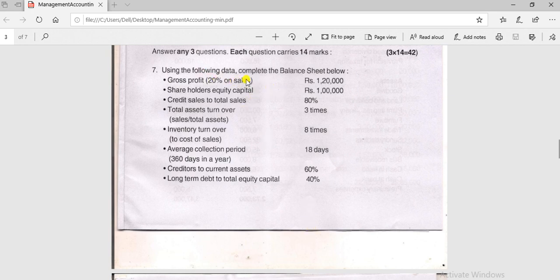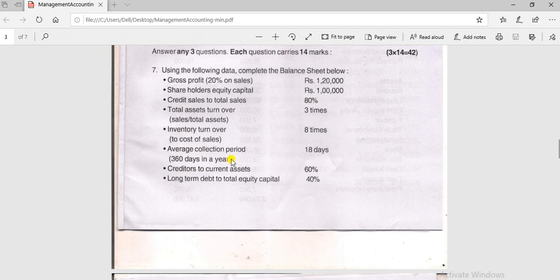Using the following data, complete the balance sheet below. Gross profit 20% on sales of rupees 1,20,000. Shareholders equity capital rupees 1 lakh. Credit sales to total sales 80%. Total asset turnover ratio, that is sales divided by total assets, is 3 times. Inventory turnover ratio to cost of sales is 8 times. Average collection period, that is 360 days in a year.